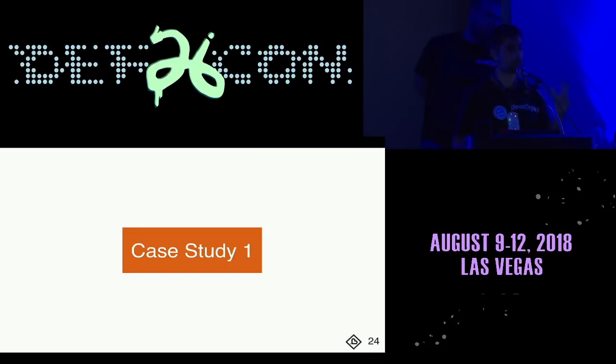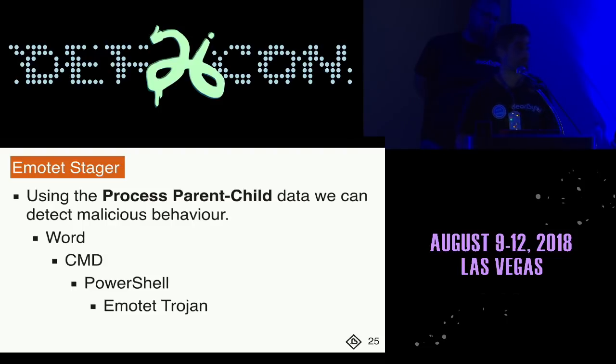The way we plan the demo is we have three different case studies. We're going to analyze different threats. The first one is Emotet Stager. Basically, this Emotet Stager is a stager for Emotet that is based on Word. This Word document has a macro that will spawn CMD. CMD will spawn a PowerShell. This PowerShell will download the Trojan from the internet and execute it directly from memory.